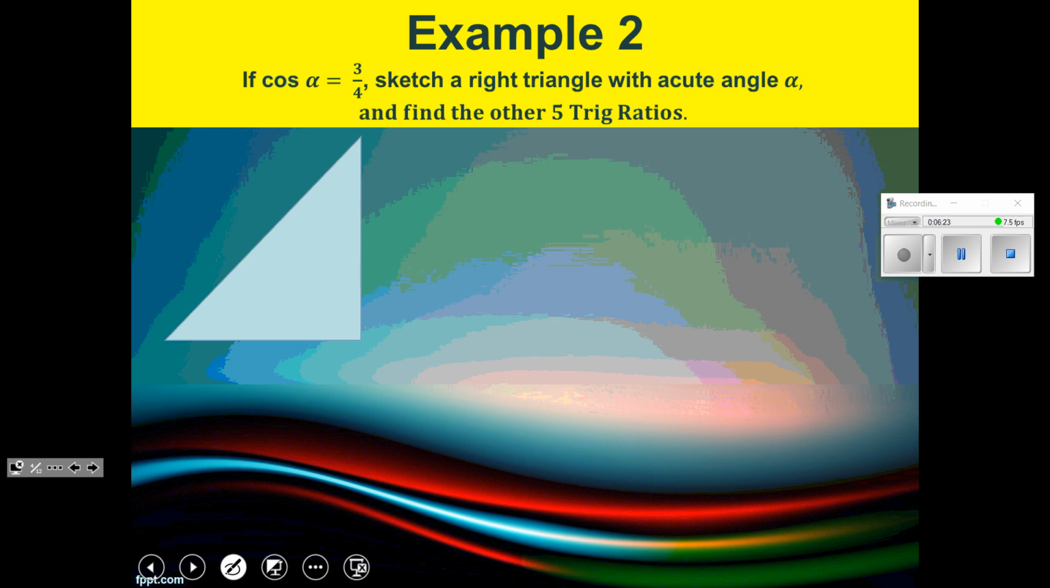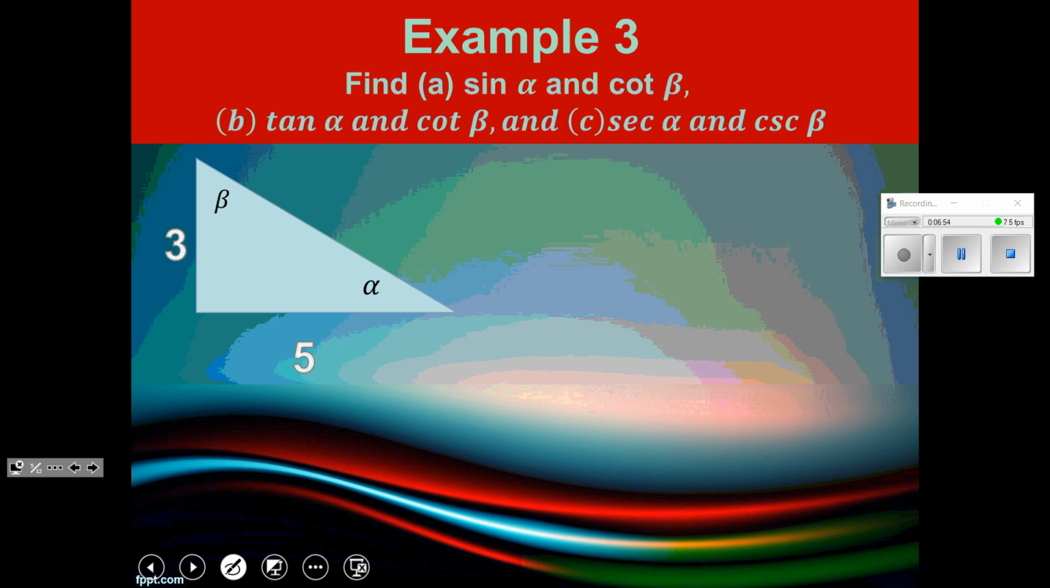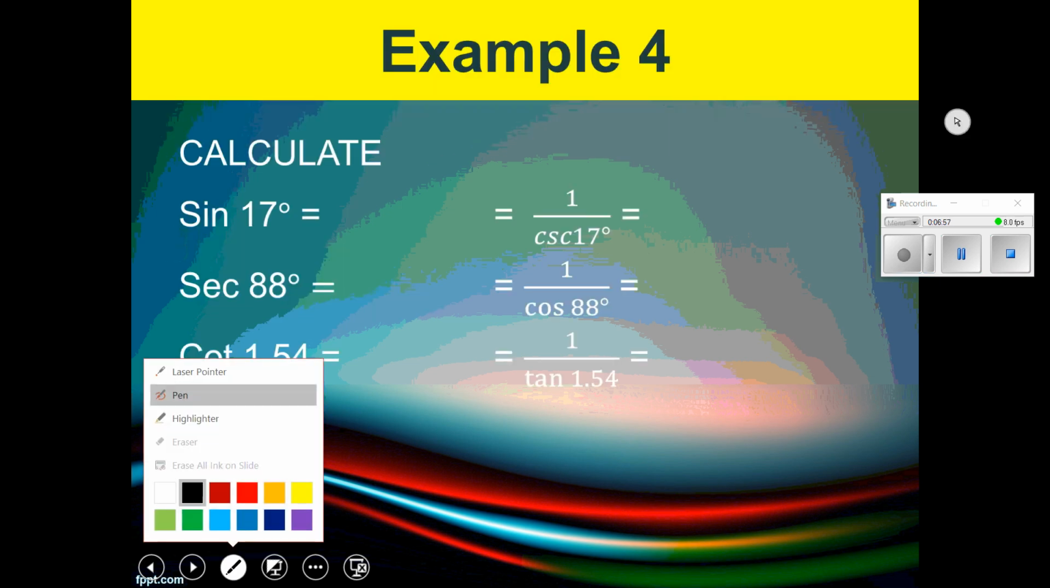I'm going to tell you that the cosine of alpha is equal to 3/4. So if we go back to this, this is the cosine of alpha, equals 3/4. It doesn't matter which angle you put it at. You just need to put the alpha at one of the angles. Obviously, I'm going to make this our right angle.